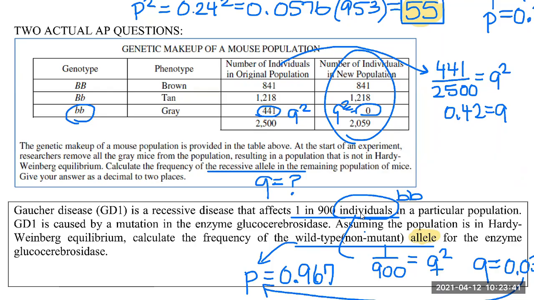And not only that, but Q squared is 0. So that would make Q 0, which is not the correct answer, by the way. So here's the other way. If a population is in Hardy-Weinberg equilibrium or it's not, you can always calculate P and Q by hand.